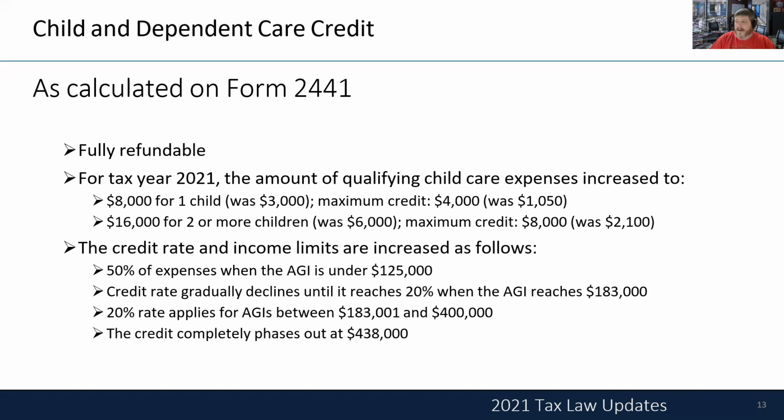All right. Now, if their AGI is over 125,000, the amount of the credit will gradually decline until they get down to 20% of their expenses when they reach AGI 183,000. Now that 20% rate will stay in effect until they reach 400,000, and at 400,000, it completely phases out. Okay.